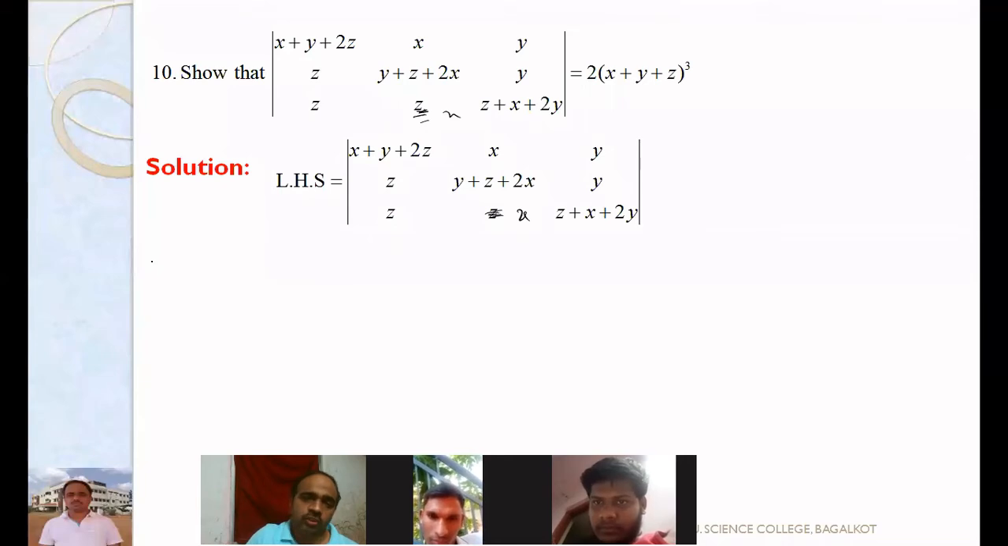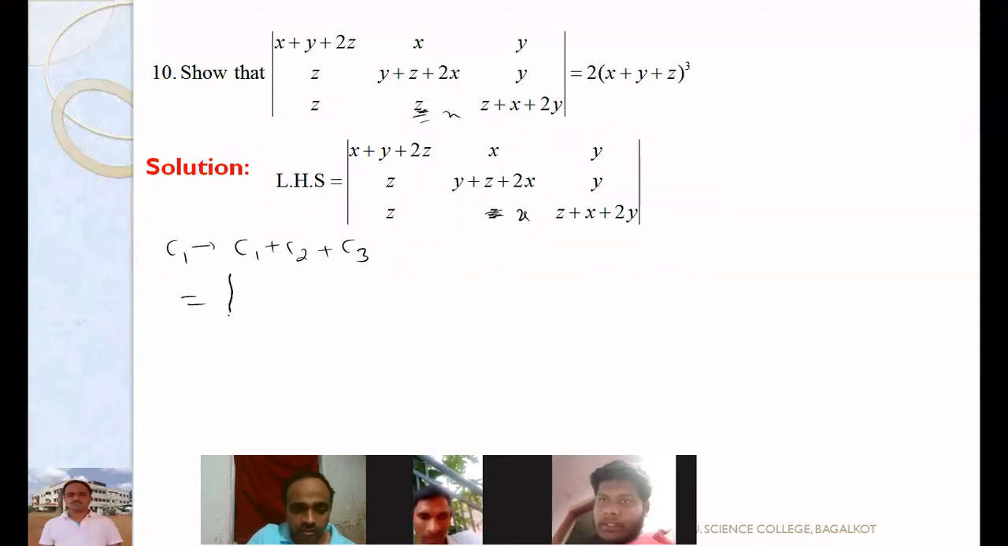In the last question, you can add rows or columns, R1 plus R2 plus R3 or C1 plus C2 plus C3. In some problems, you can operate on rows or columns. Both will be correct. But here, by adding rows, we will not get the answer. Please observe, add columns. C1 changes to C1 plus C2 plus C3.